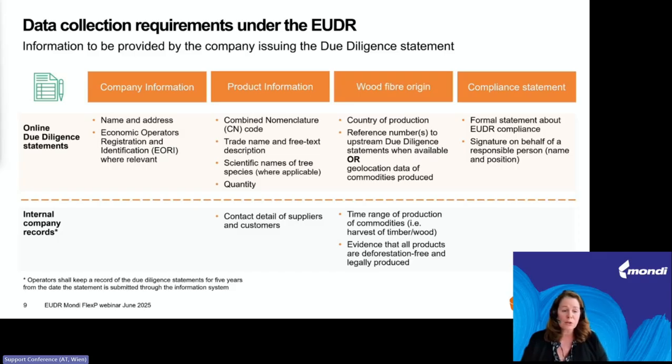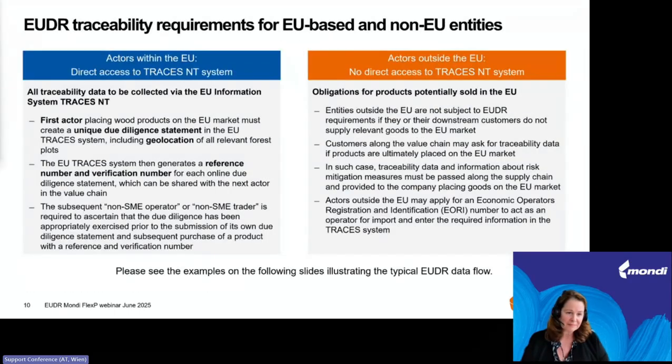And then in terms of internal company records, what would also need to happen here in terms of collecting the data is, of course, each company should have the contact details of their suppliers and their customers, and also the information related to the time range of the production of those commodities, and all the evidence that's been gathered to show that these products have been made deforestation free and legally produced. And those records should be kept for 5 years.